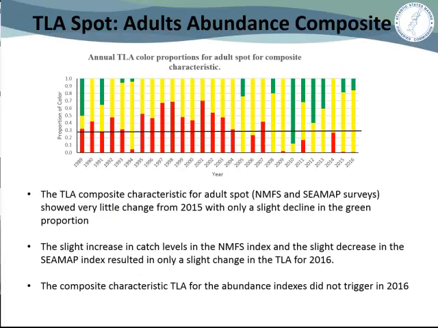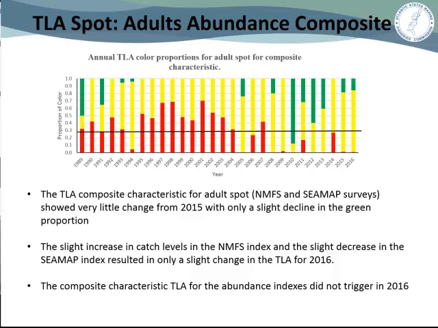Okay, for the composite index, the traffic light for adults showed very little change from 2015 to 2016. That slight increase in catch levels in the NIMS index was offset by the slight decrease in SEAMAP, so you're basically saying them staying about the same. So that composite would not have triggered in 2016.